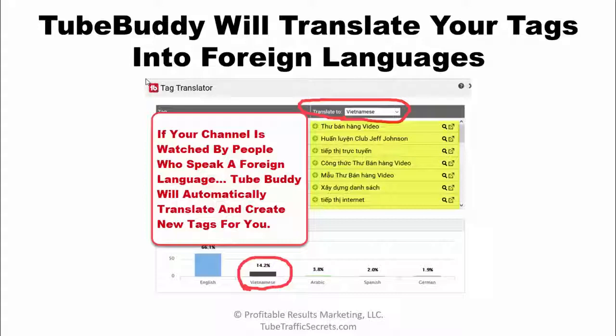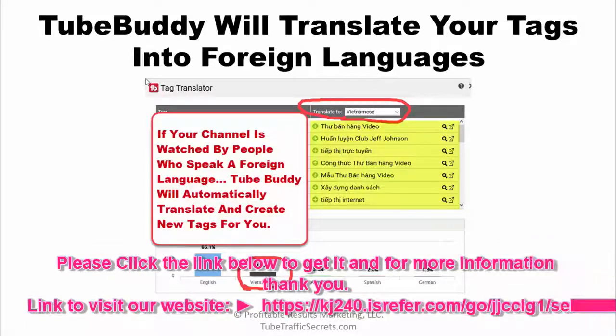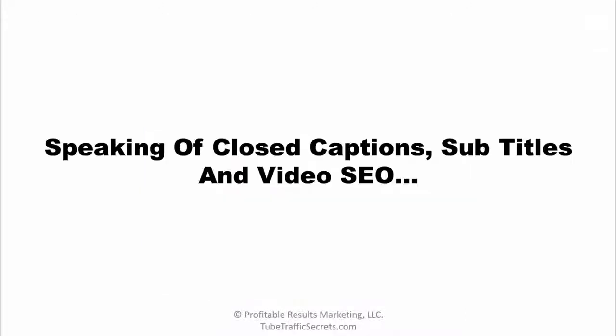If you own TubeBuddy, then they will translate your video tags for you, which is a great idea. So let's say you're looking at your videos and TubeBuddy tells you, hey, 14.2% of the people who watch your videos actually speak Vietnamese. Well, fire up TubeBuddy's tag translator, and it will convert your existing video tags into foreign language tags for you. You can choose the language you want them to create. Now, they don't automatically replace your existing tags, but it's a great way to add additional tags in different languages so you make it easier for both YouTube and people of other languages to discover and recommend your videos.